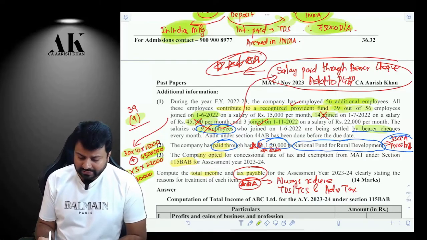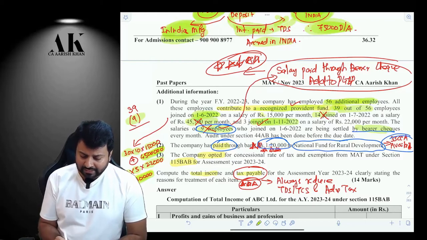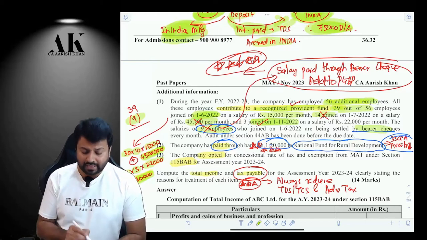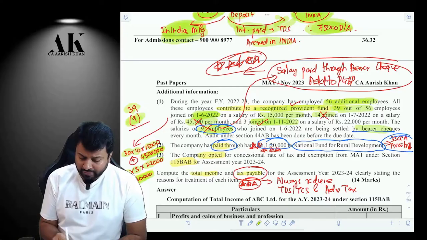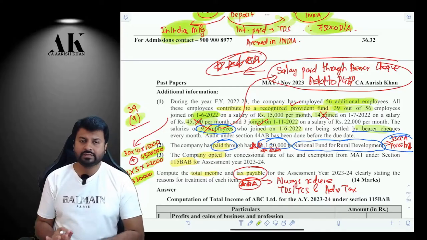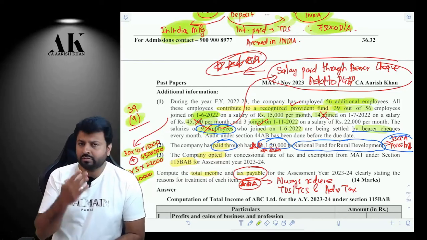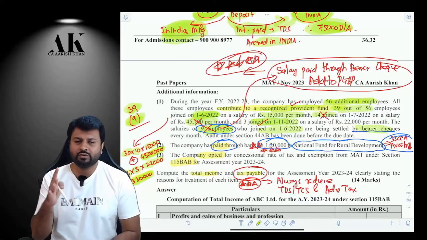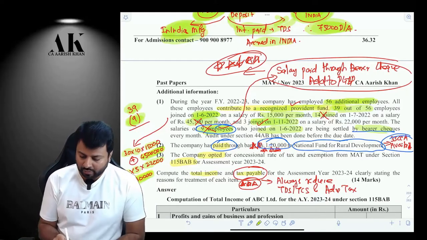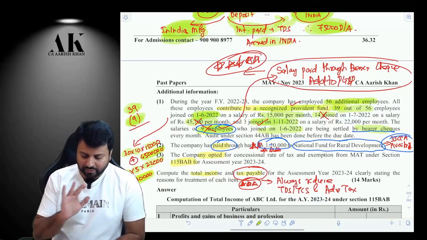Out of that, 39 employees were employed on 1st June at a salary of 15,000 rupees. But out of this 39 also, 9 employees were paid by what? Were paid by bearer checks. So, first of all, out of this 39, you have to remove these 9 employees. These 9 employees will not be subject to what? Deduction under 80JJAA. So, whatever is the salary of these 9 employees, that will not be allowed as deduction to you.